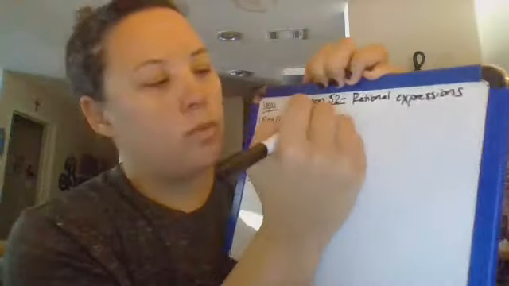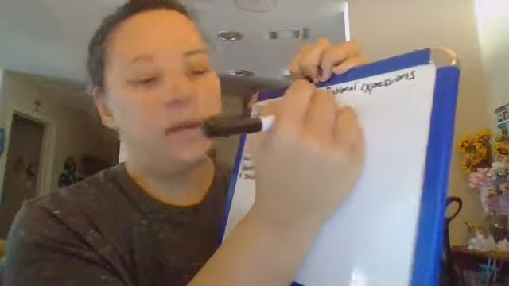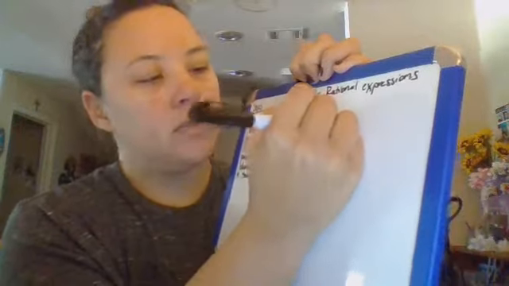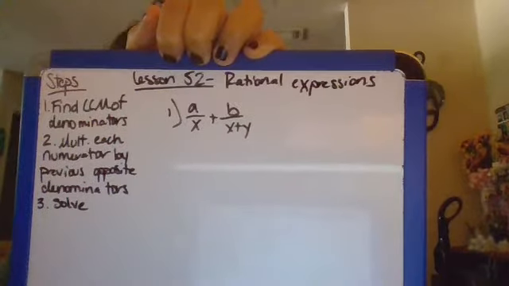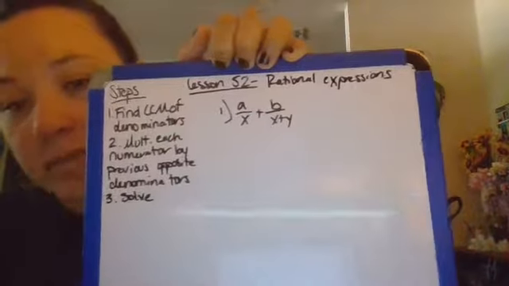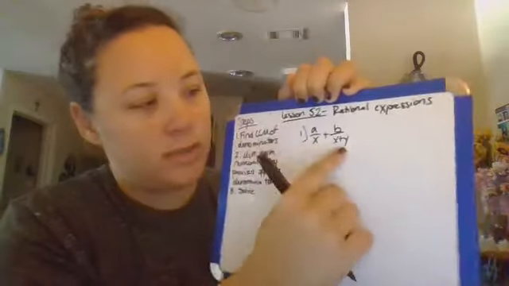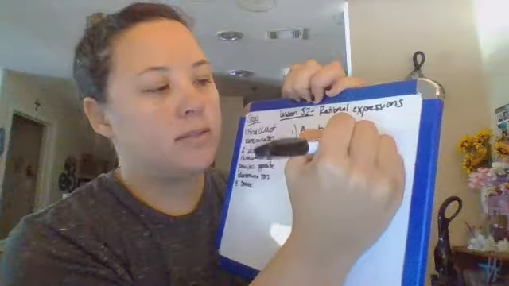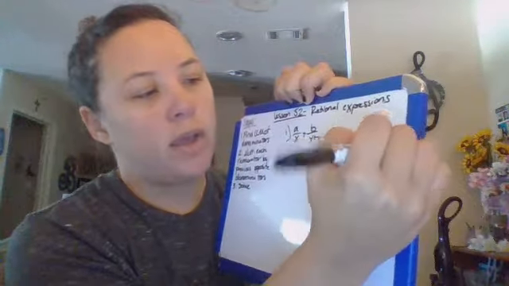So our first problem will be ax plus b over x plus y. So ax plus b over x plus y. Our first step says to find the least common multiple. Because we're dealing with letters, the least common multiple is going to be both of them together. So our new denominator is going to be x times x plus y in parentheses. So those are our new denominators.